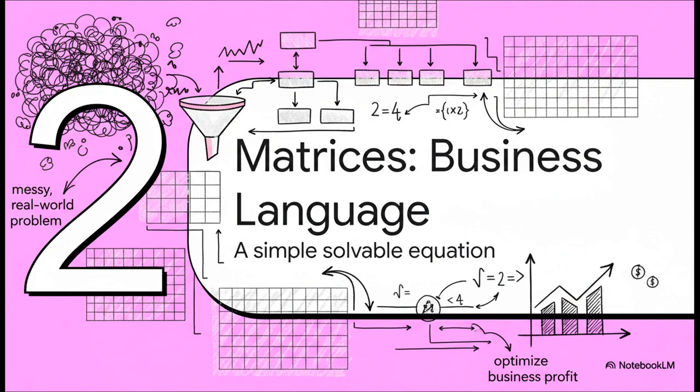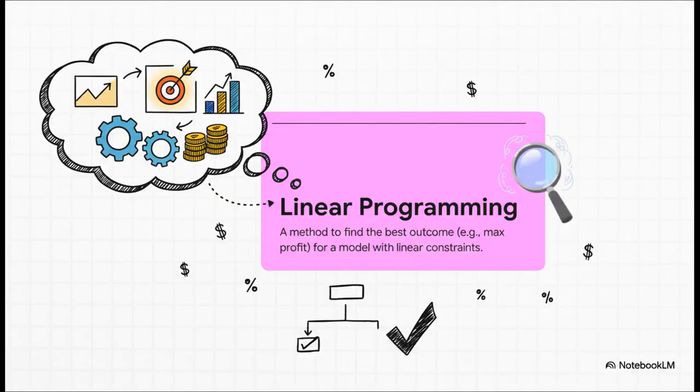So how do we do it? How do we take this complex, kind of messy, real-world problem and turn it into something clean, something structured that we can solve with absolute precision? Well, we need a new language, a formal language designed specifically for this kind of problem, one that can handle all these different variables and constraints. And that language, as you see here, is the language of matrices. The specific technique we're going to use is called linear programming.